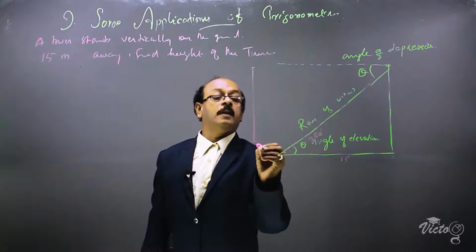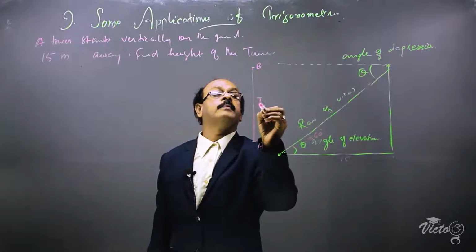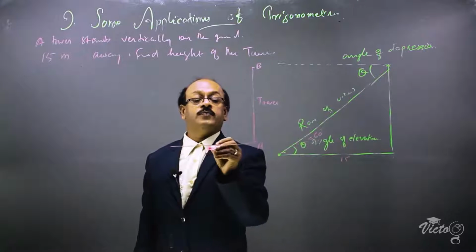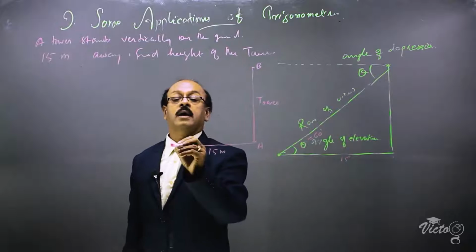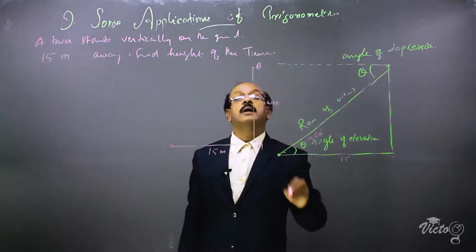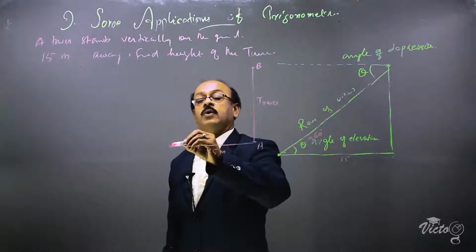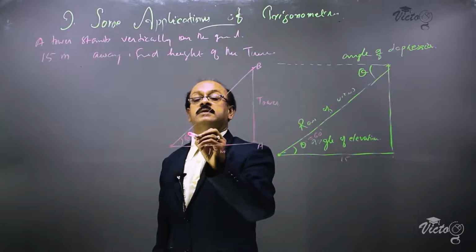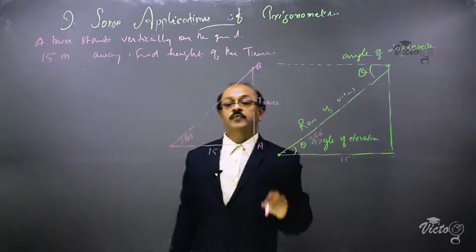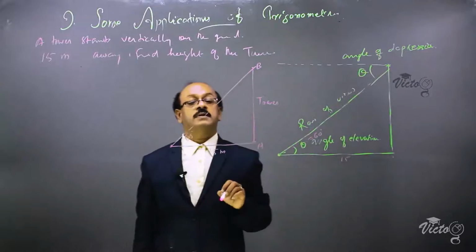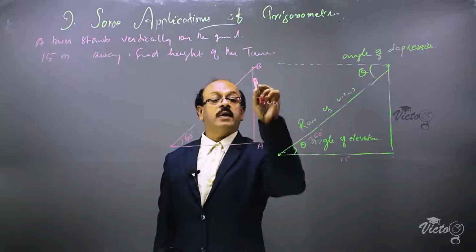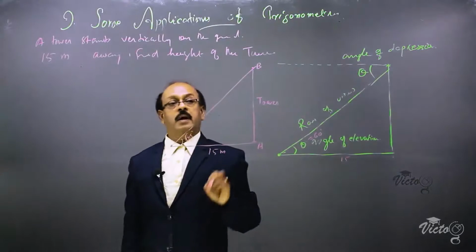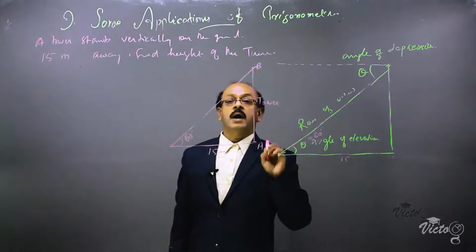Let AB be the tower. On the ground which is 15 meter away, an observer is viewing the top of the tower at an angle of elevation 60 degree. Here the value of theta is 60 degree. You are asked to find the height of the tower, that means we have to find the length AB.